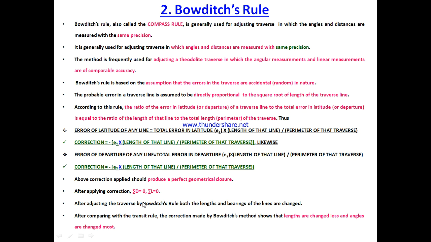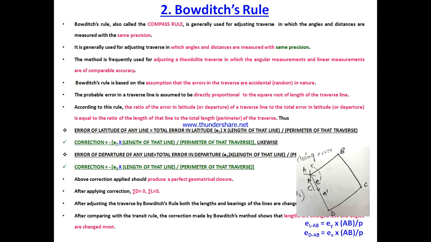Now, after adjusting the traverse by Bowditch rule, both the length and bearing of the lines are changed, because the effect can be seen on both the length as well as on the bearing, that is theta. After comparing with the transit rule, which we are going to study in the next slide, we can make a difference between this rule and the transit rule: after applying Bowditch rule, the length changes are less as compared to the angles.